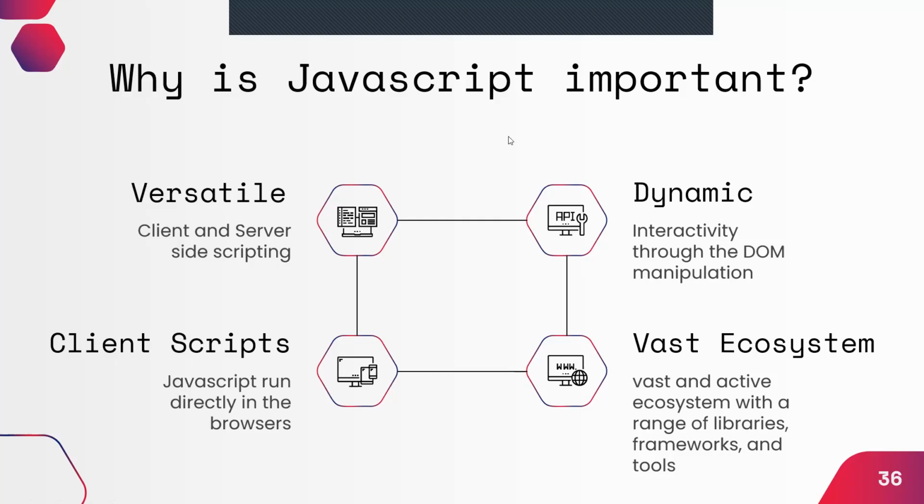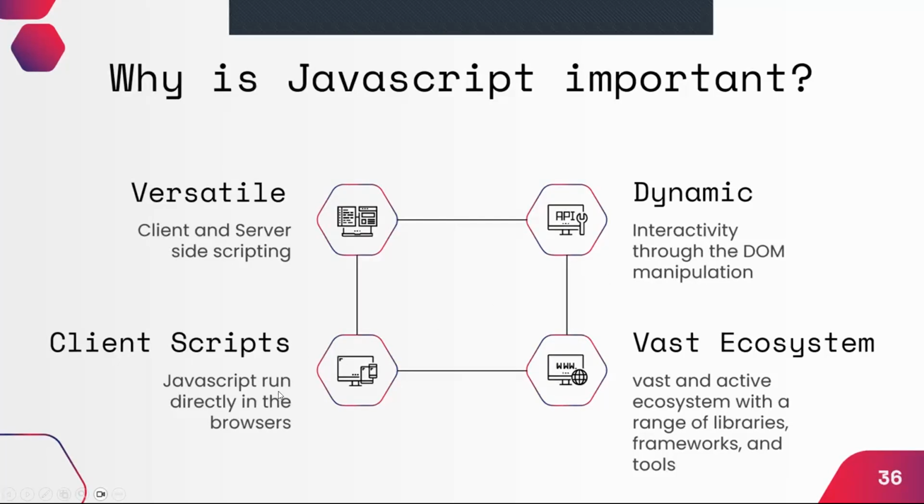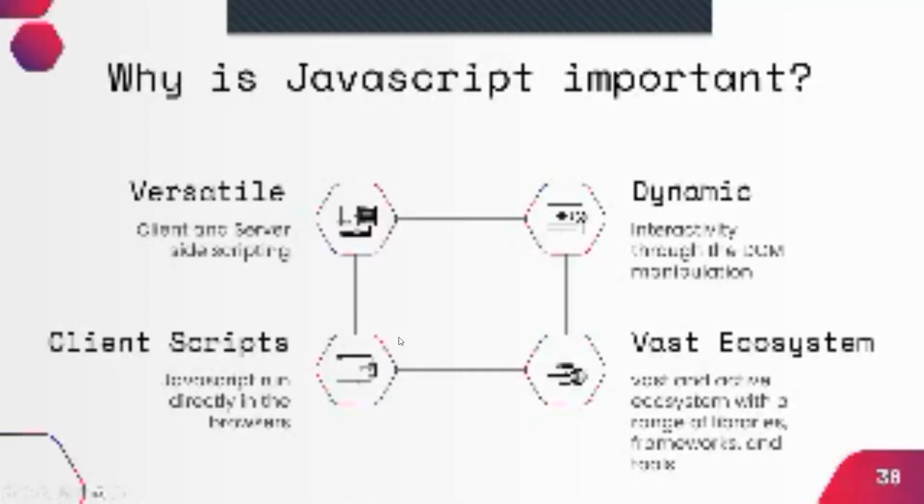Now it's important because it's versatile. Like I said, you can't just use JavaScript on the client. These days you can on the backend as well. It's dynamic, so its key feature is adding interactivity to our web pages. It allows us to run a bunch of scripts, for example, making requests, not just making buttons interactive and clickable. And it has a vast ecosystem.